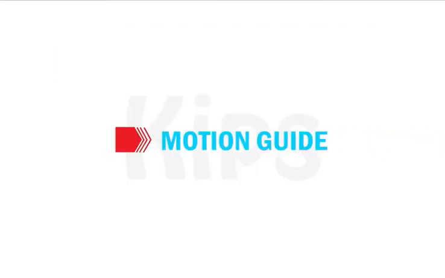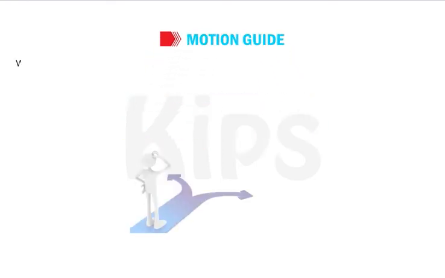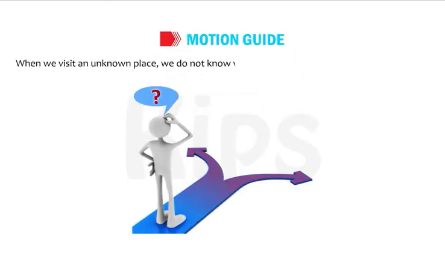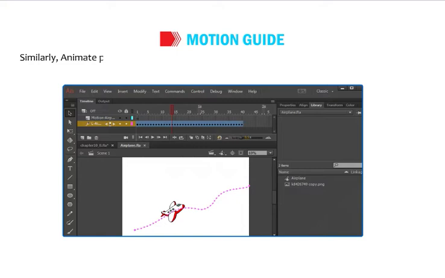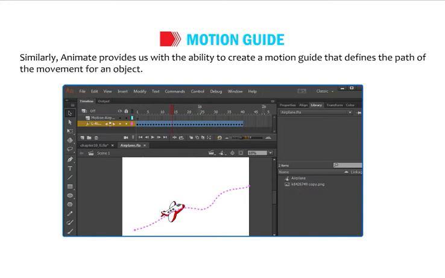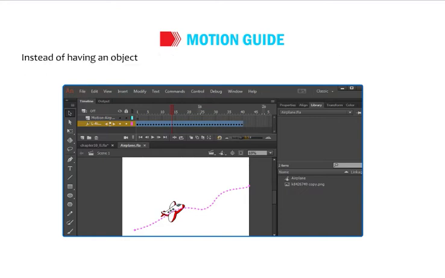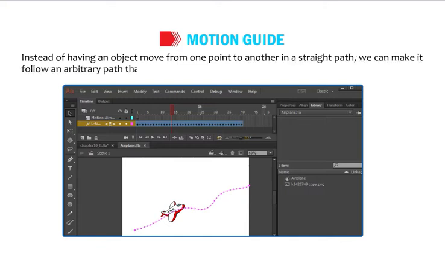Okay, now we will discuss the motion guide. When we visit an unknown place, we do not know which path to follow to reach our destination. So it is better to take the help of a guide who knows the route. He will take us to our destination. Similarly, Animate provides us with the ability to create a motion guide that defines the path of the movement for an object. Instead of having an object move from one point to another in a straight path, we can make it follow an arbitrary path that we draw, that is, a motion guide.